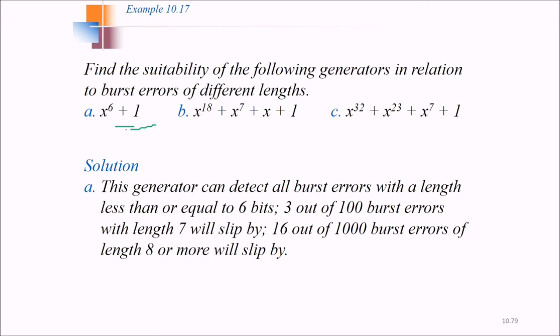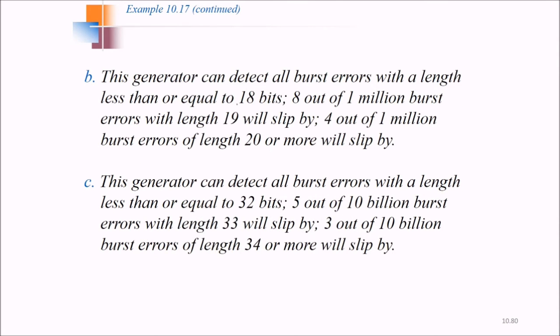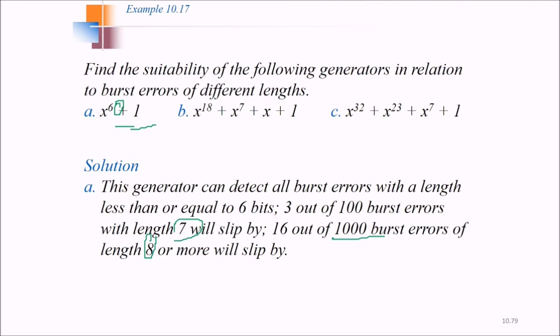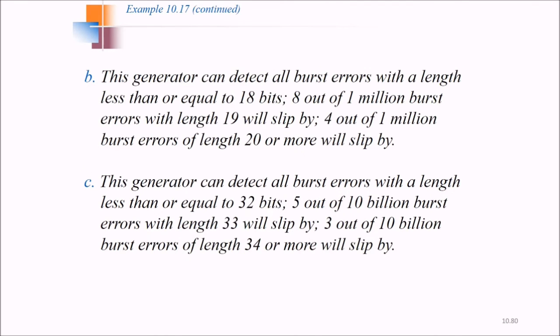The first generator, x to the power 6 plus 1, can detect all burst errors with a length less than or equal to 6 bits. So 3 out of 100 burst errors with length 7 will slip by; they cannot be detected. And 16 out of 1000 burst errors of length 8 or more will slip by. Let us see the second one, x to the power 18 plus x to the power 7 plus x plus 1. This generator can detect all burst errors with a length less than or equal to 18 bits. 8 out of 1 million burst errors with length 19 will slip by, and 4 out of 1 million burst errors of length 20 or more will slip by.